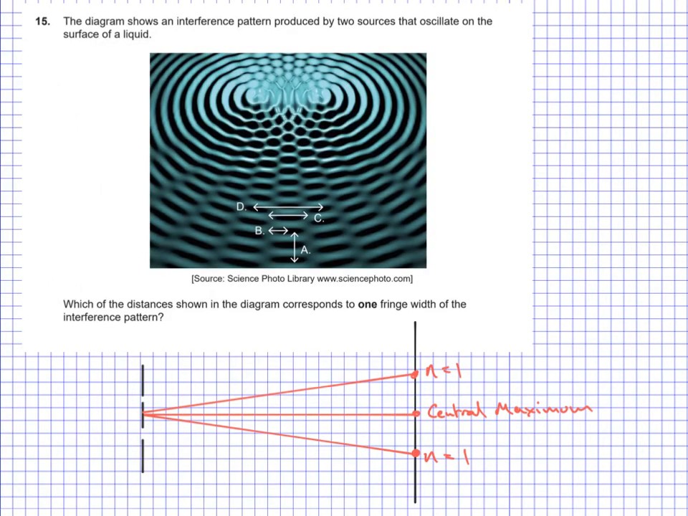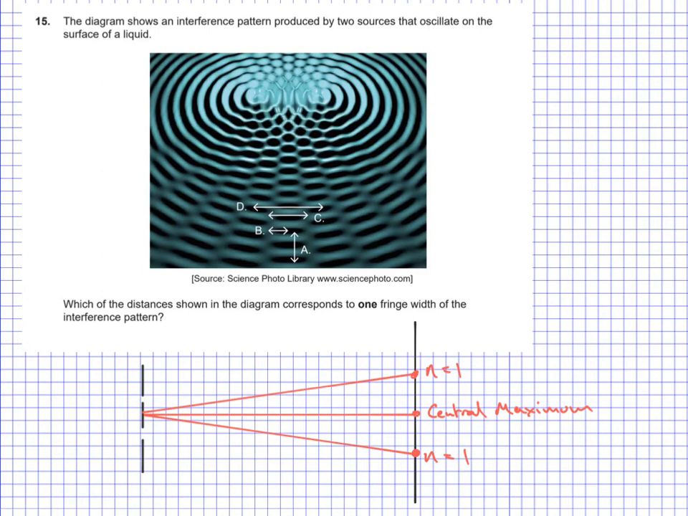Okay, so for question 15, we're asked to identify one fringe width on an interference pattern. It looks like it's in water or some kind of liquid, and there are two sources here, and obviously the waves are emanating out from the two sources, and in here we're seeing all this interference pattern appearing.